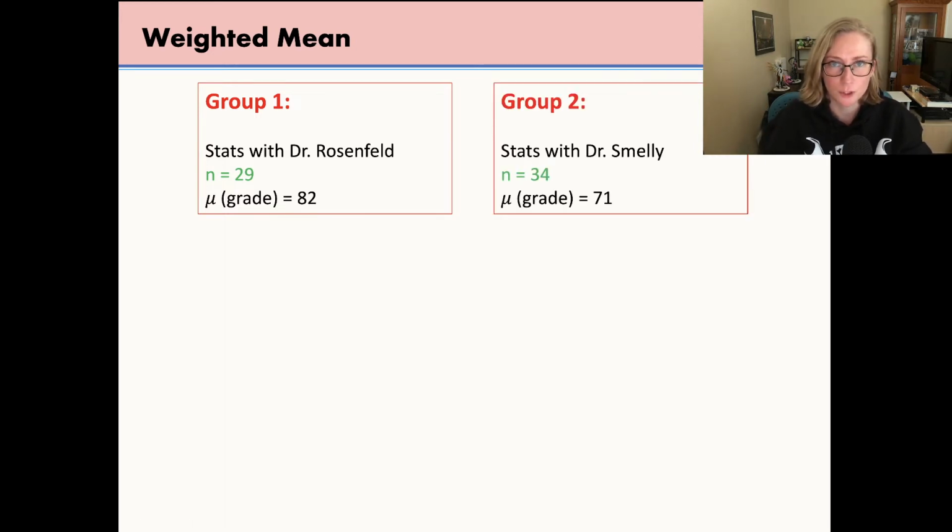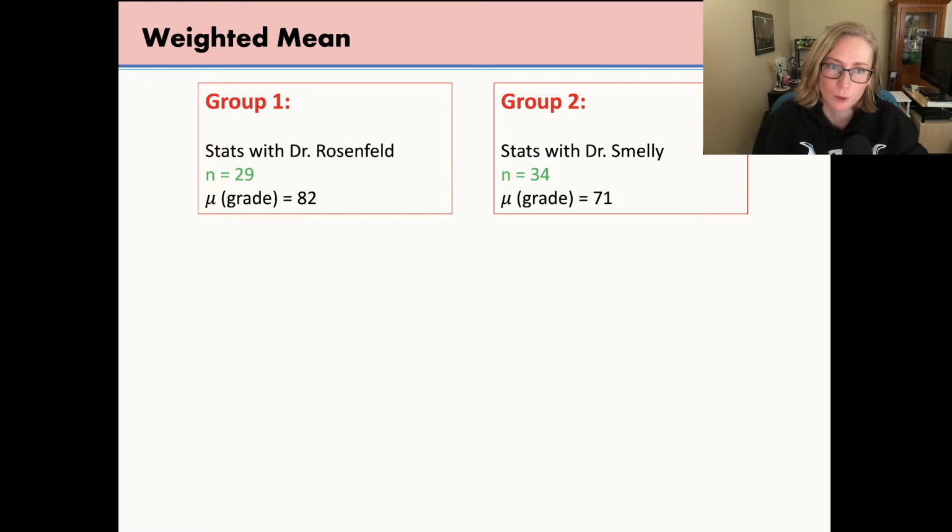Now, for group 2, a different class that is taking stats with Dr. Smelly, not a real person, the class size here is 34, so they have 5 more students. And their mu, their average grade, is lower, 71. So now if we want to calculate the mean of both of these groups, we call that the weighted mean.